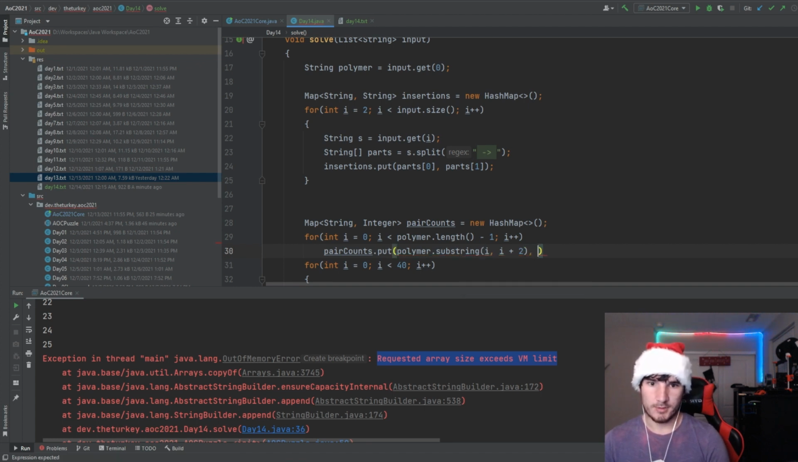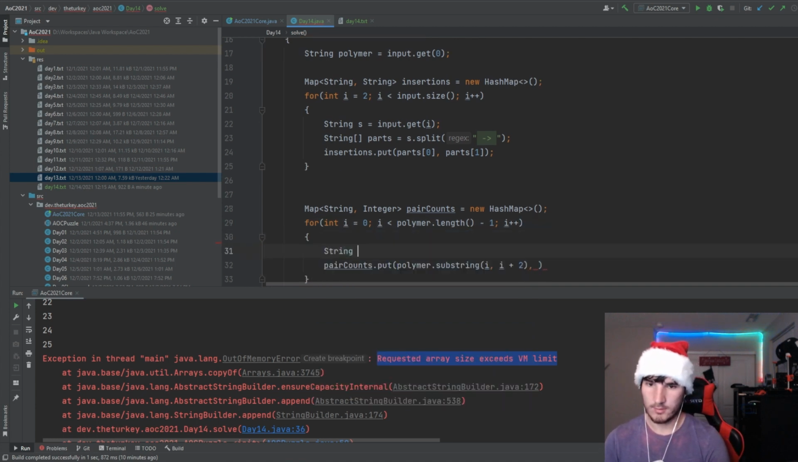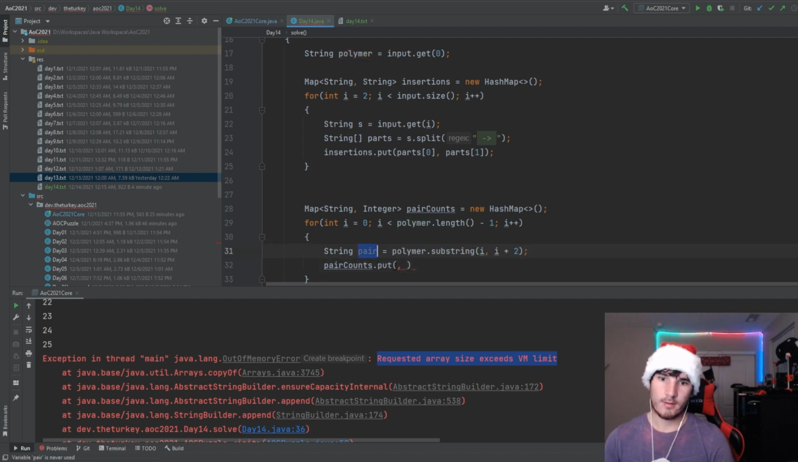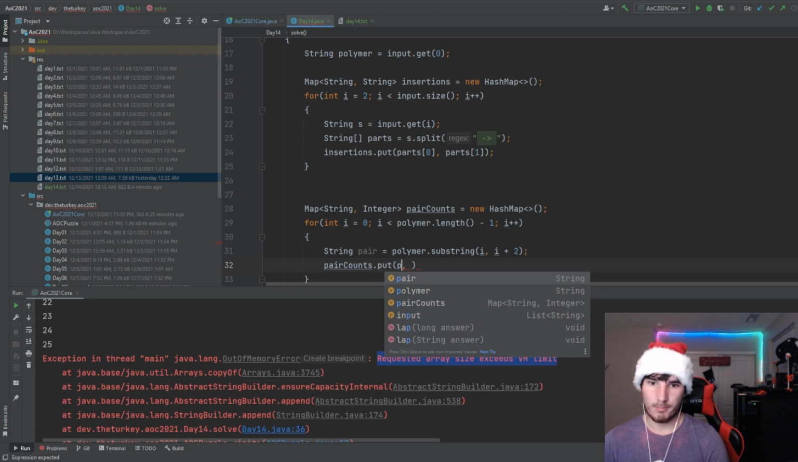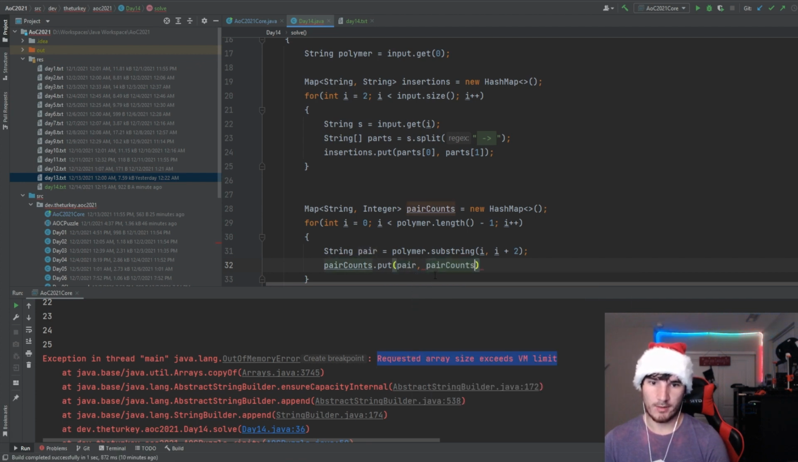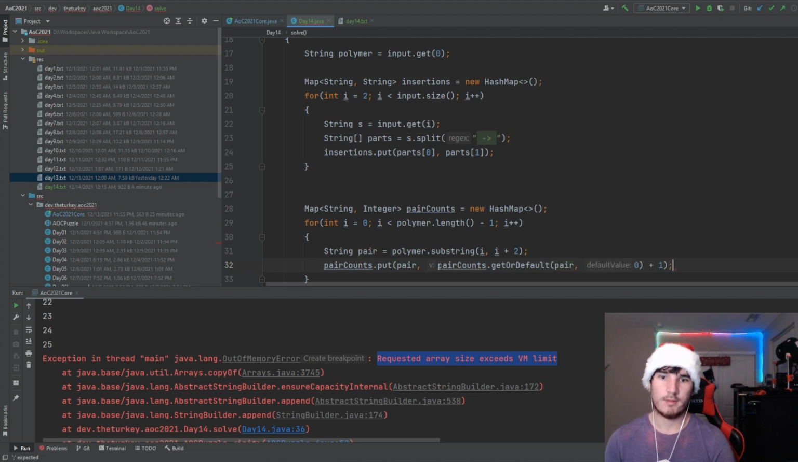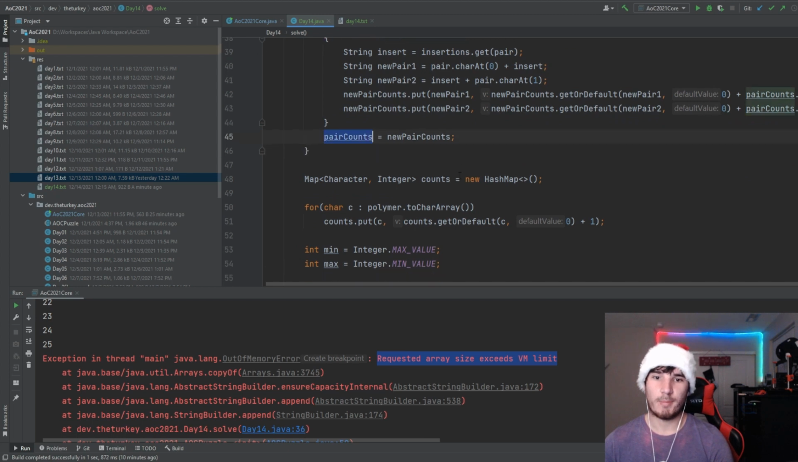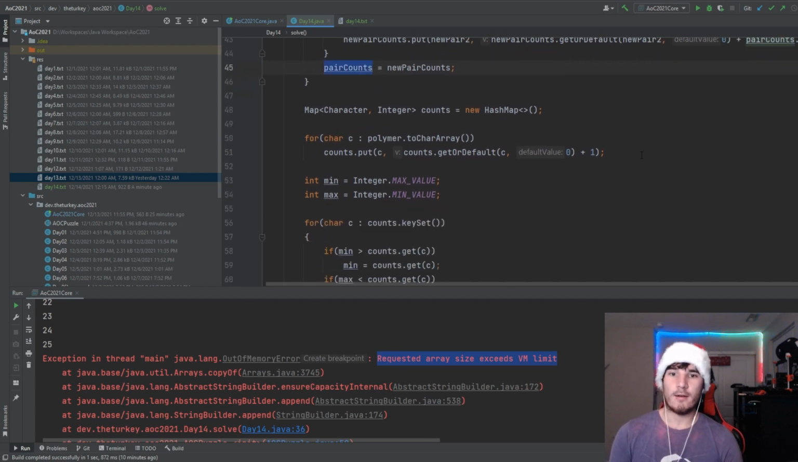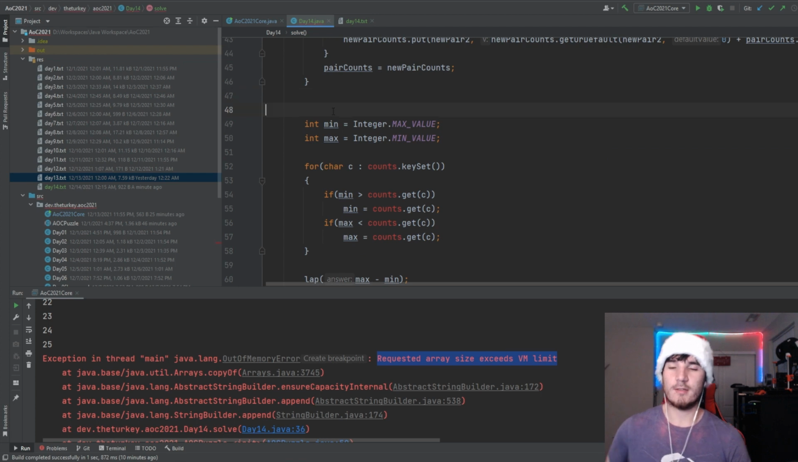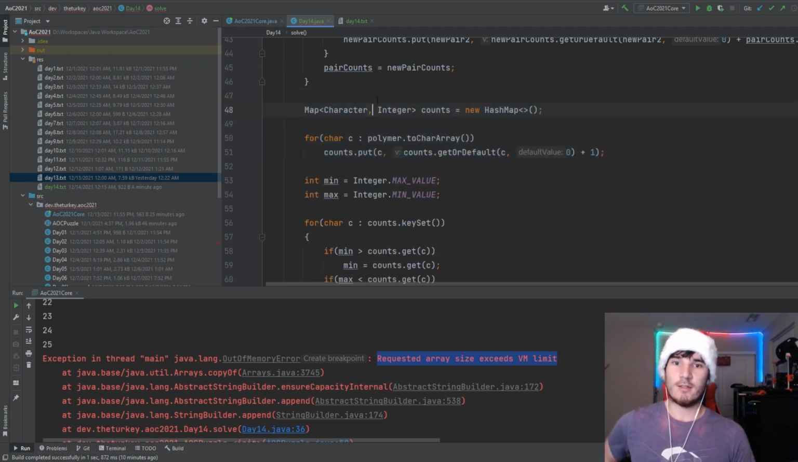Let's just do this. There's our pair. Into pair counts, we do pair and then pair counts getOrDefault pair 0 plus 1. There we go. Now we should be good. So now our pair counts, now we're good. We don't need counts anymore because, oh, well, I guess we still do need counts. This one's just going to become remove polymer.